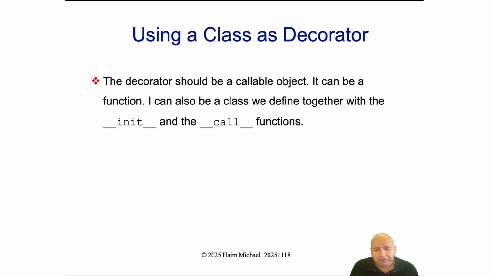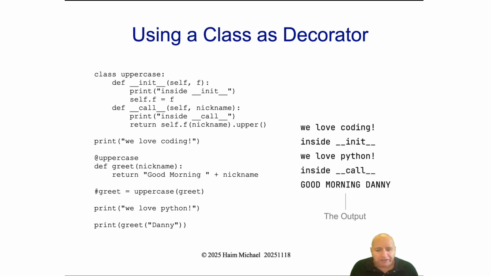Now, the decorator should be a callable object. So the simplest would be defining a function that will be used as a decorator. However, you can also define a class to be used as a decorator. And I show that over here in this code sample.